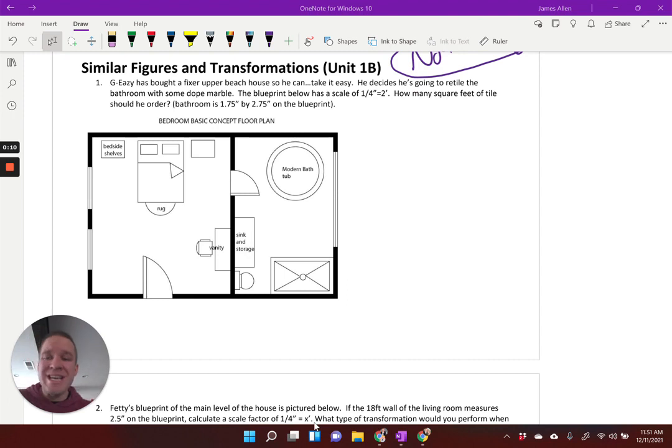All right, so G-Easy has bought a fixer-upper beach house so he can take it easy. Get it? Get it? I should have done E-A-Z-Y. Next time.